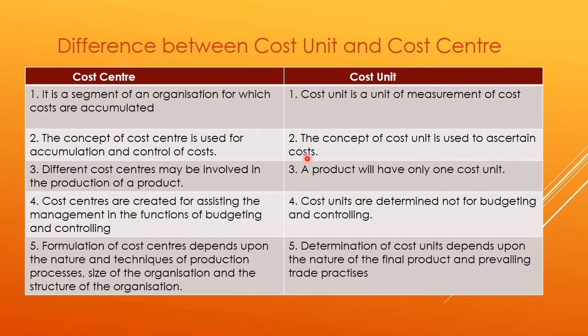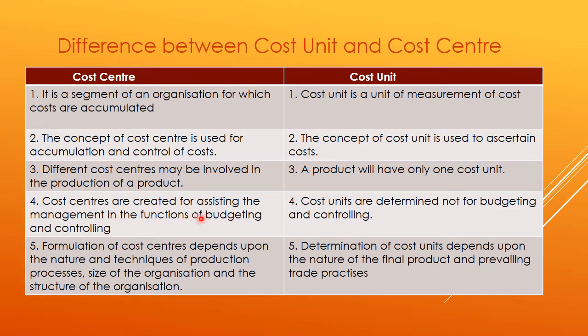Different cost centers may be involved in the production of a product, for example, different processes, process 1, process 2, like that. A product will have only one cost unit. It can be simple or composite, but only one cost unit. Cost centers are created for assisting the management in the functions of budgeting and controlling.